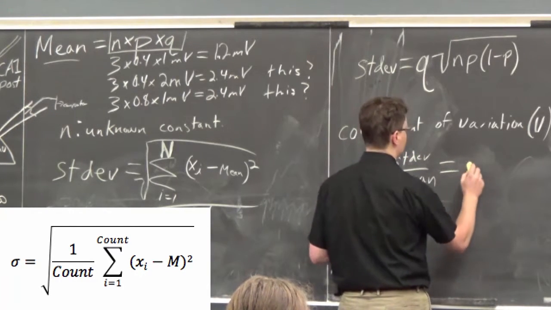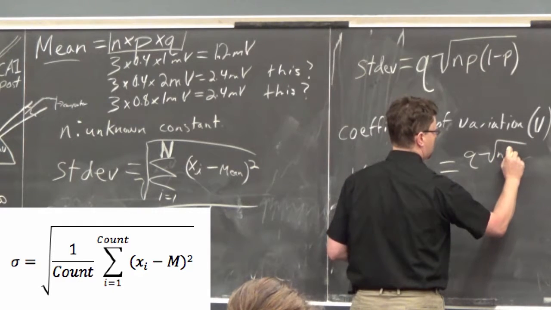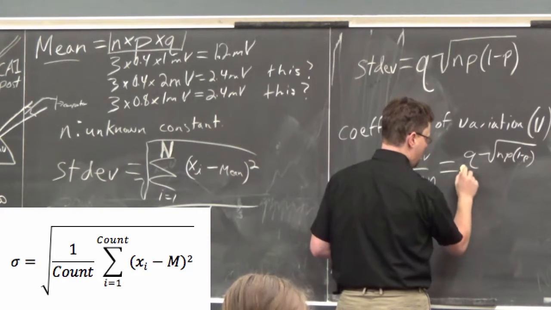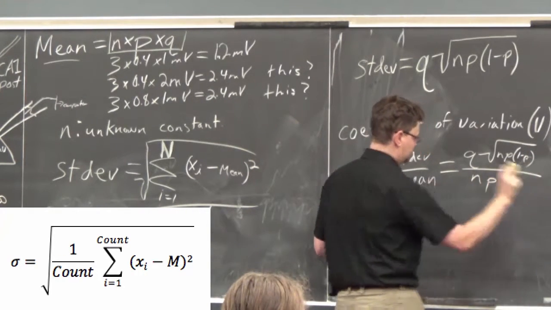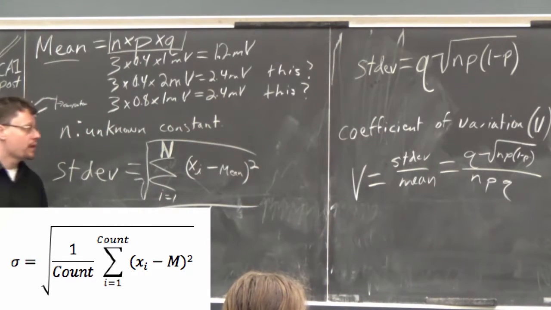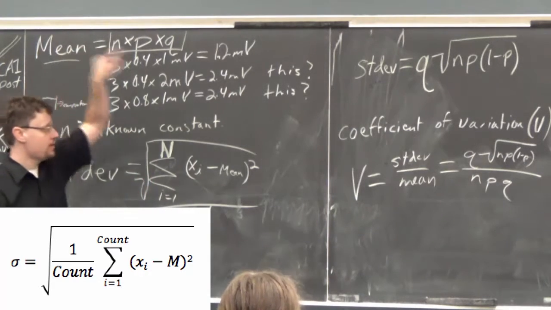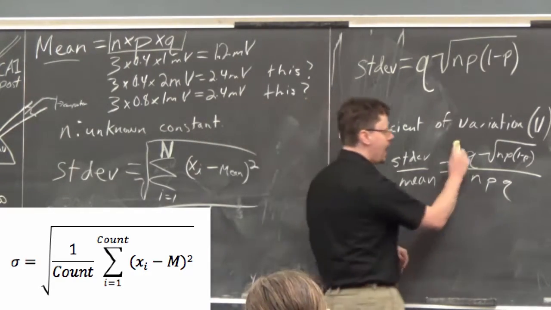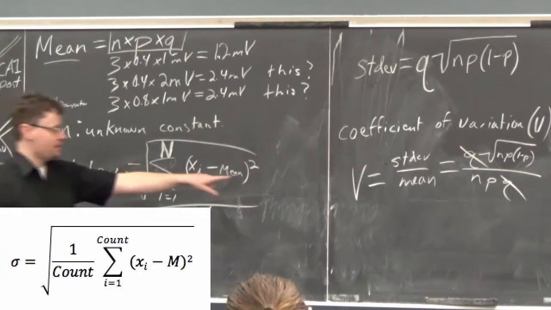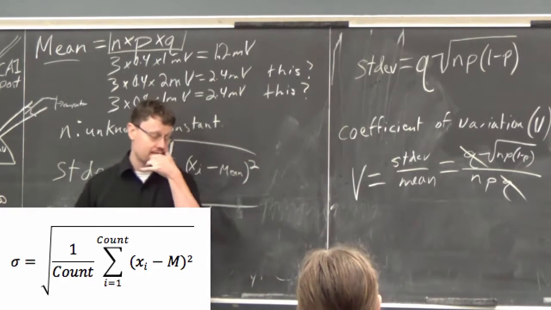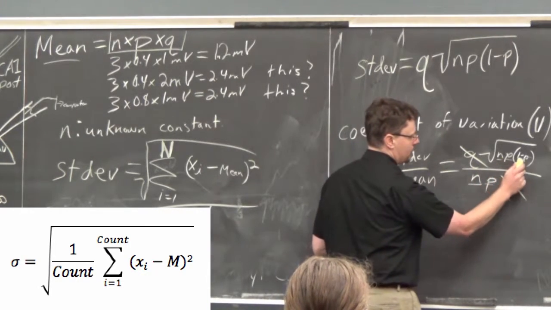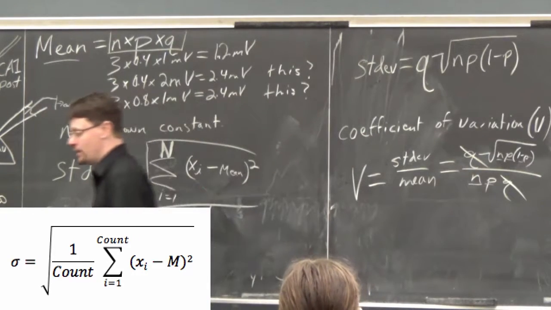So this is going to equal Q times N times P times 1 minus P, all that under a square root sign, divided by n times q. Which is actually really, really useful. Because if you give me a bunch of numbers, I can tell you mean, I can tell you standard deviation, I can divide standard deviation by mean, and cancel out q. So now, this number, which I can also tell you if you give me a list of numbers, depends on how many contacts I have, it depends on the probability of release, but it is completely independent of q.